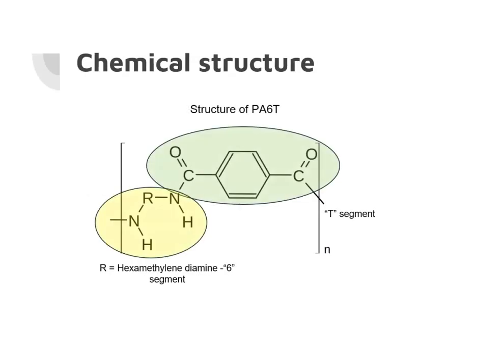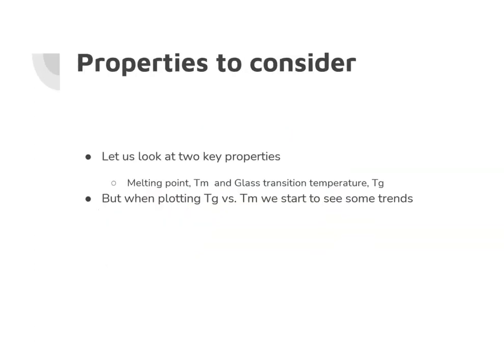So let's start with the chemical structure of what a PPA is. This represents the PPA or PA6T block, where you have an aromatic component, in this case terephthalic acid or T, and an aliphatic segment, which is the amine segment, in this case the PA6 part. So the two properties that we would suggest you consider are melting point and glass transition temperature, or Tm and Tg respectively. Now let's plot these out.